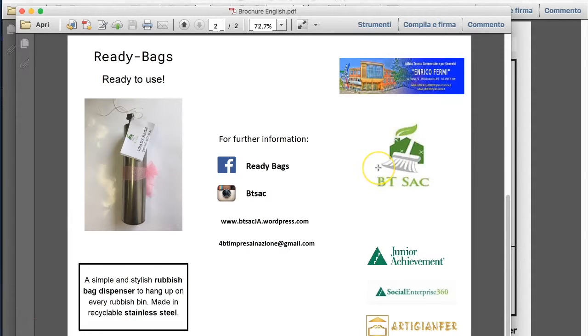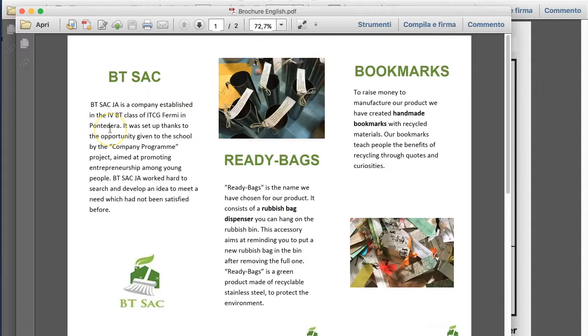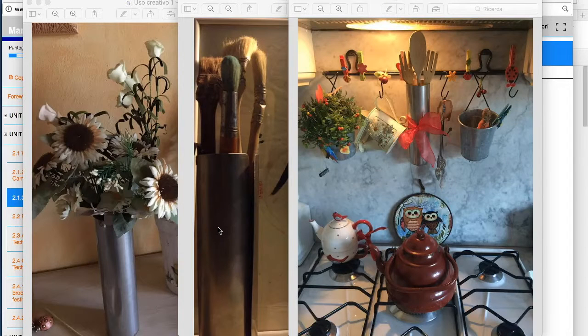Here is their logo. Here you can see a picture of the product. You can see the name, the slogan, ready to use, a short description, then the contact information, some information about who they are, and some information about their products. The ready bags, which are rubbish bag dispensers, and the bookmarks. But this is not the end, because they wanted to expand their business and they understood that marketing is the soul of commerce. That's why they thought about some creative uses for their product.